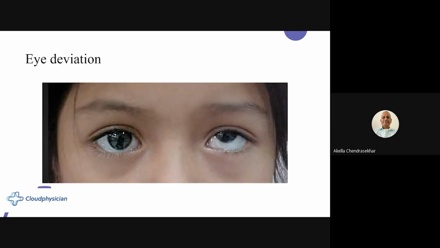Now, this is an eye deviation. If you notice these kinds of things and the bedside team documents them, then we need to ask the question, what's going on? Okay, next slide.